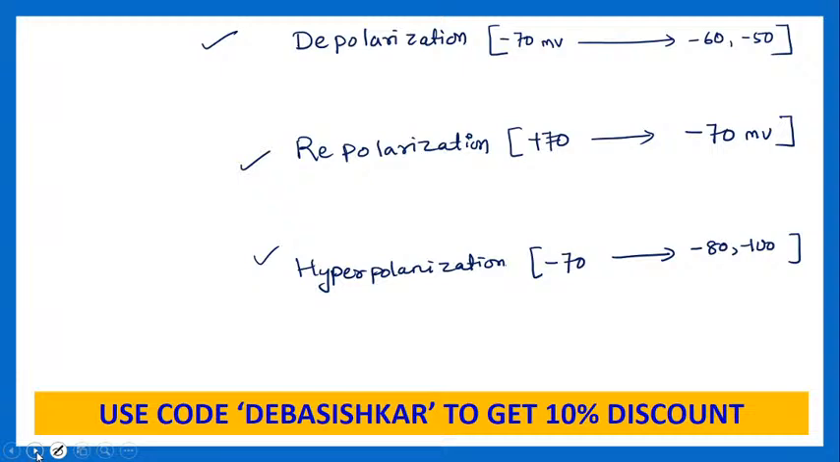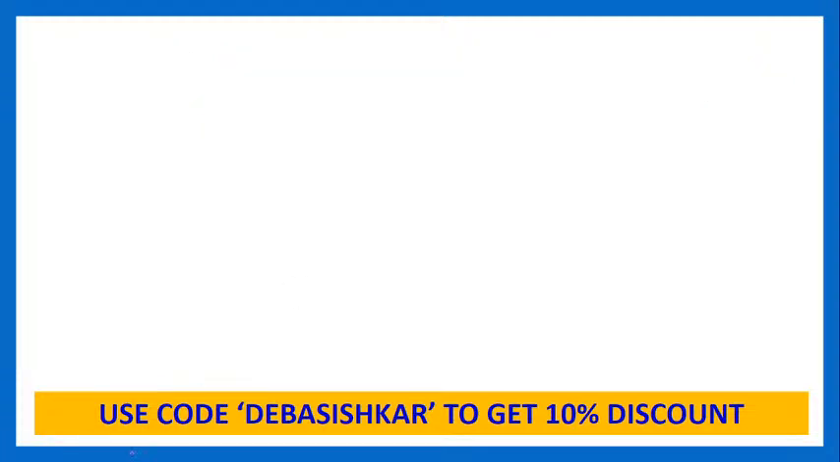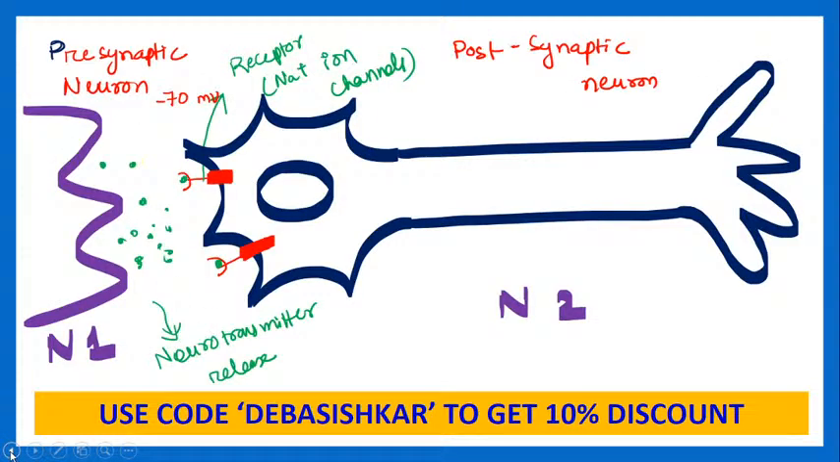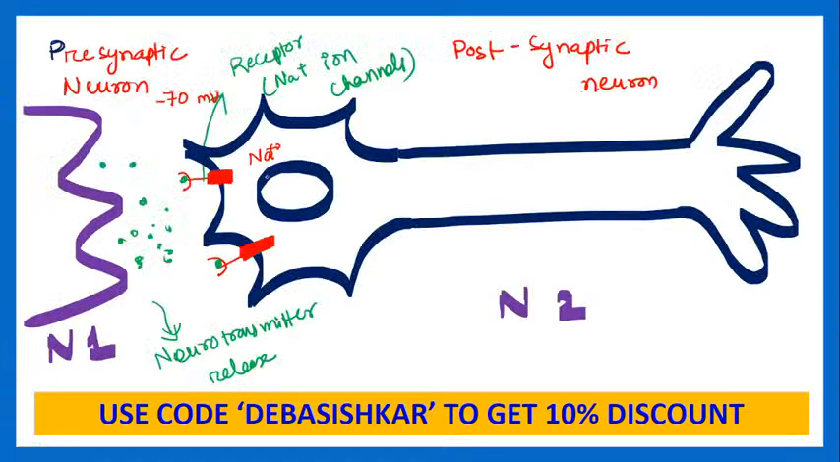Oh my god, right? So it was earlier minus 70 millivolt. Now it is going to turn more positive because sodium ions are positive, so there will be more positive charge over here, and the membrane potential will increase to how much? Minus 35. So from minus 70 to minus 35.